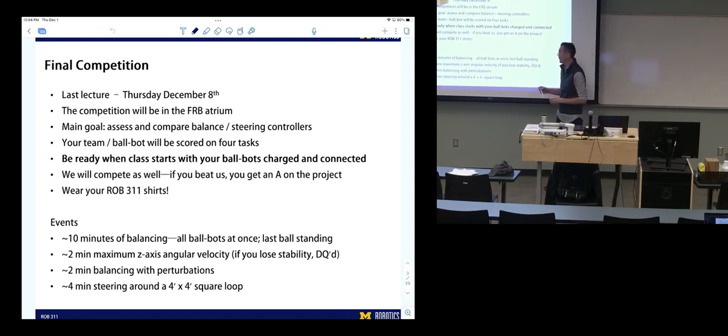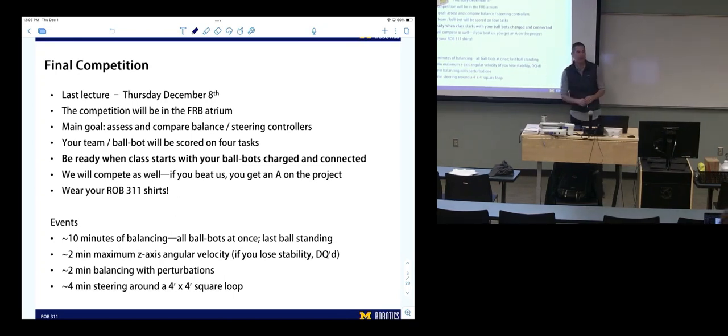Cool. So the way that we will score, there's going to be four tasks. The first task is just 10 minutes of raw balancing. So this is last ballbot standing. You'll get points based on how long you last. If you last all 10 minutes, you get the maximum amount of points.